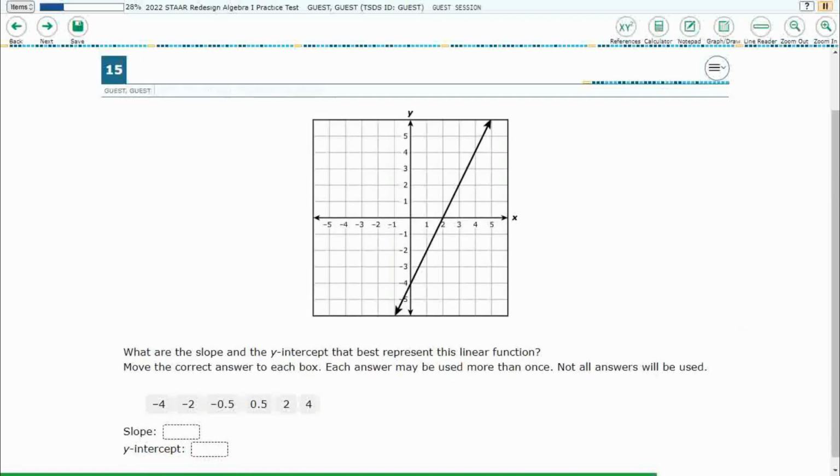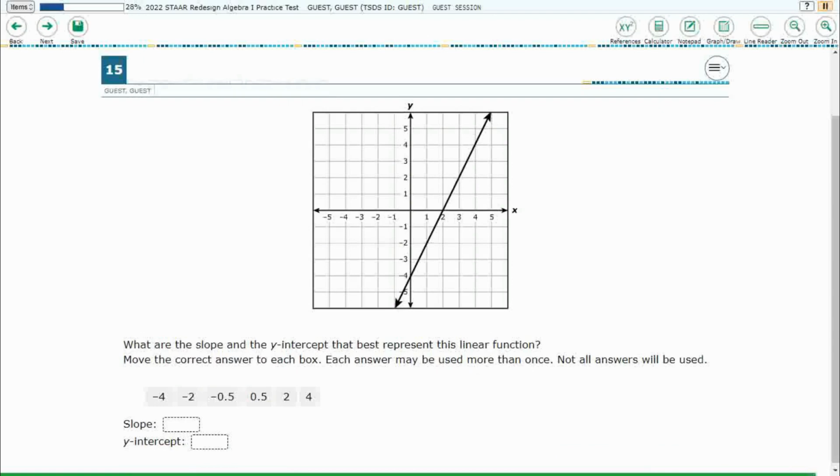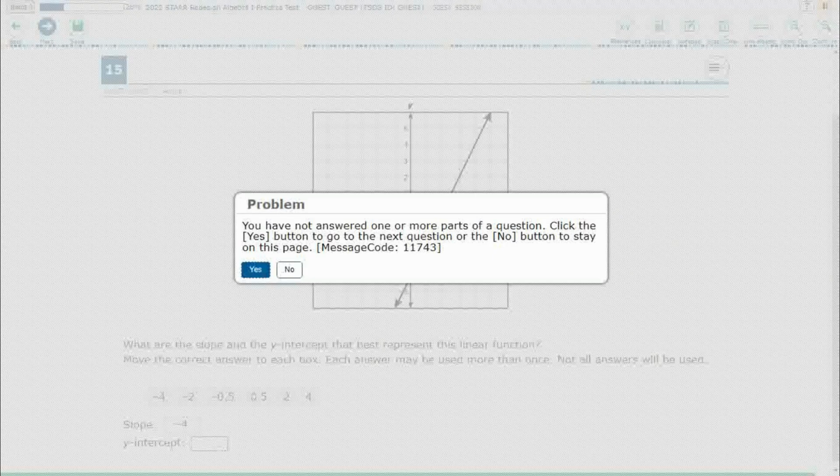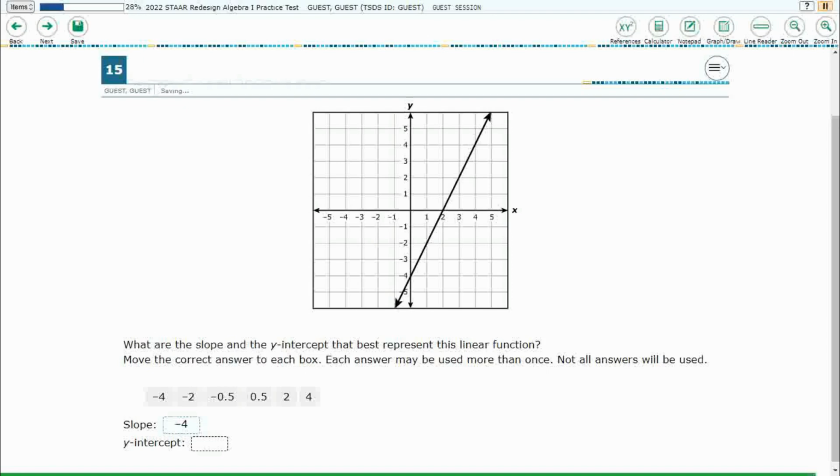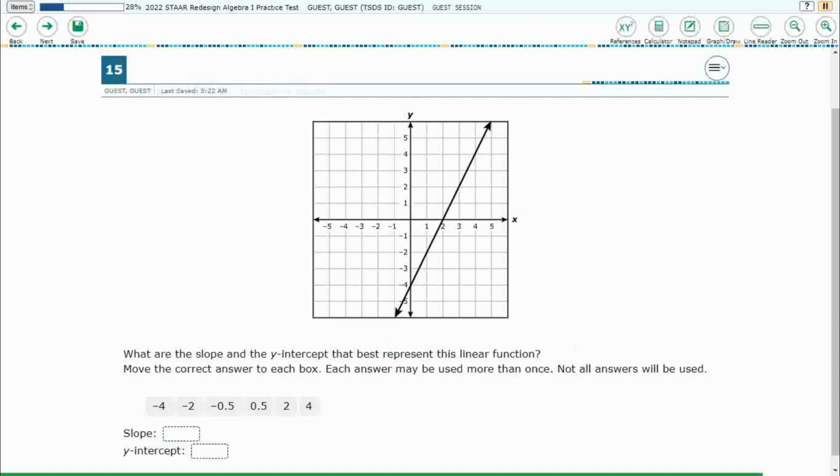All right, so we have a graph of a linear function. We need to find both the slope and the y-intercept. Now, we have hot text here. Now watch this. You can actually use the same answer twice, so you don't necessarily have to have different answers. And you have to select both answers, so let's say I just try to get away with one. There is going to be an error message that says you have not answered everything. It will let you move on if you want to, but then you're going to have a problem when you try to submit the test. So let's make sure we get both answers here.